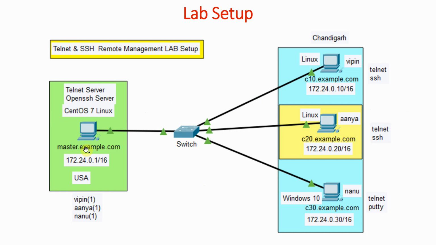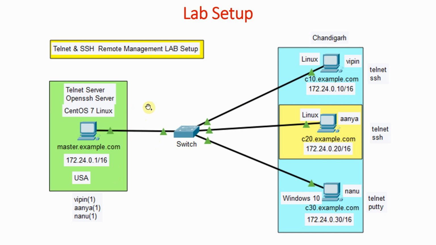That means we have got master system.example.com, which is having the address 172.24.0.1. To understand this lab, we are going to assume that this system is supposed to be in USA. We know that this is not in USA, and we are assuming that all these three systems are in Chandigarh. Now suppose there is some problem with this USA system. So what we want to do, by sitting in Chandigarh, by using Windows or Linux, we want to remotely manage this system.